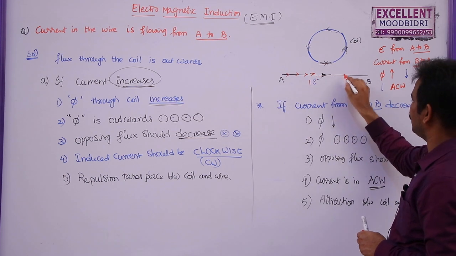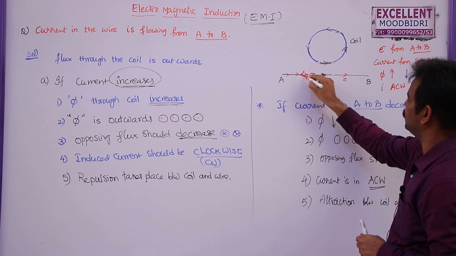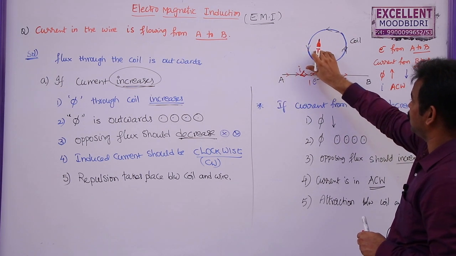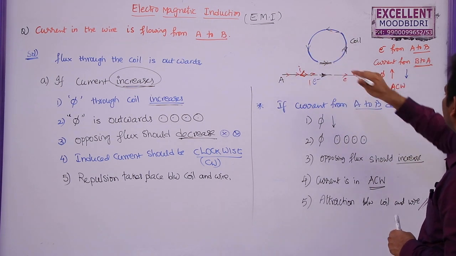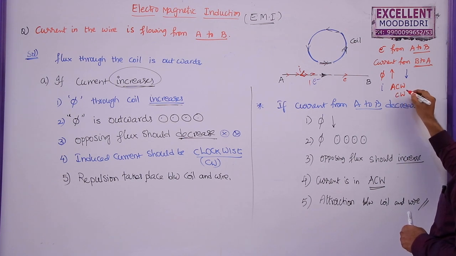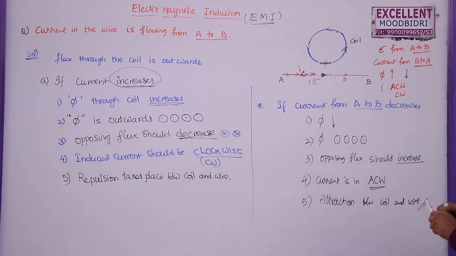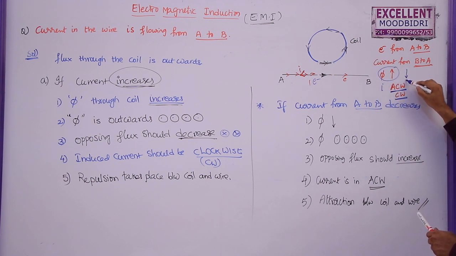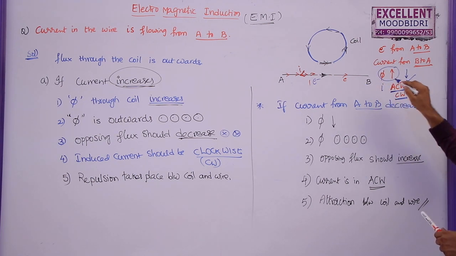When the electron comes to here, current will be in this direction. As the current is moving away, flux is decreasing, so to try to increase the flux, the current will be clockwise. So for the first half, current moves in the anti-clockwise direction. For the second half, current will be in the clockwise direction. Why? Because first flux is increasing and then flux is decreasing due to this electron movement.